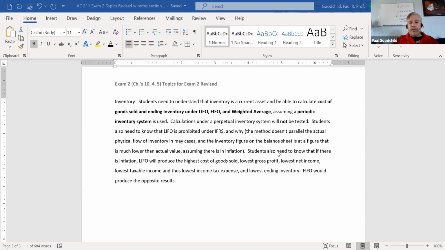No fill in the blank questions. Students need to know that LIFO is prohibited under IFRS. So there's a little section on IFRS in the chapter. Make sure you read through that. LIFO is not used under international financial reporting. It is used for US financials under GAAP and tax purposes.